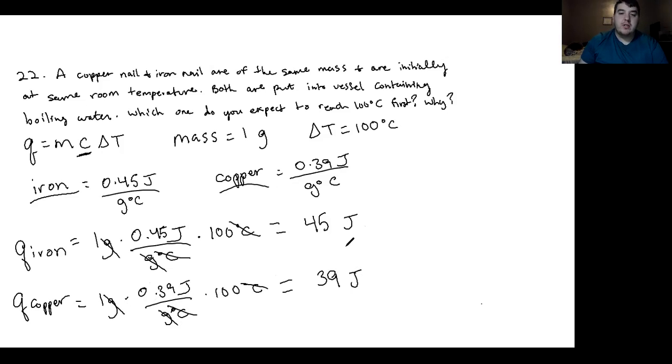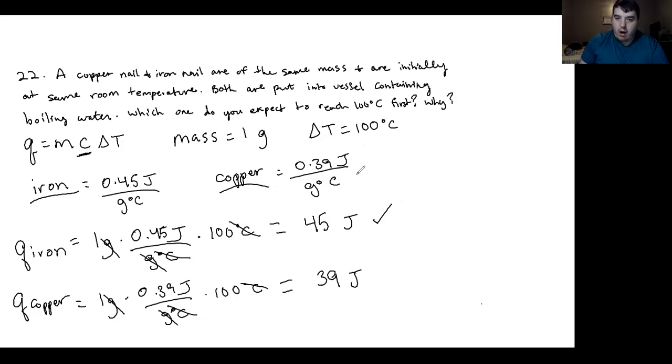So looking at these numbers, which one is higher? Iron is higher. That means more heat is going to be required to get that iron element an additional 100 degrees Celsius compared to the copper, which only requires 39 joules of heat. So we can say that the copper is going to heat up faster. And that is because it has a smaller specific heat. The higher the specific heat, the longer it takes for something to heat up.